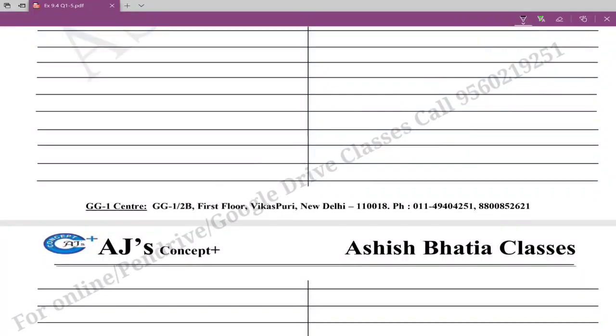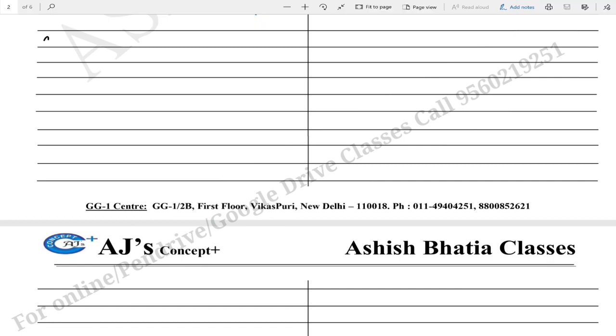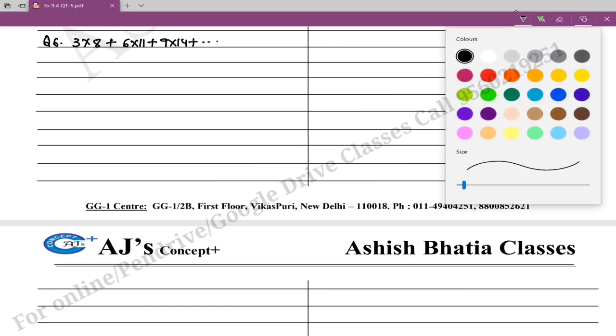Okay students, we have done up to question number 5 in the previous video. Now question number 6 of exercise 9.4: the broad term of the question remains the same, that is, find the sum to n terms of the series. The series in the sixth question is given as 3 into 8 plus 6 into 11 plus 9 into 14 and so on till n terms. Now let's go for the solution part.